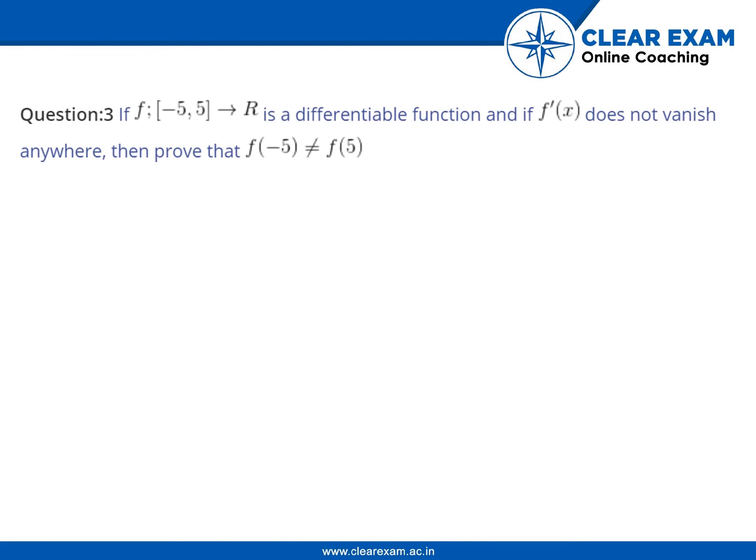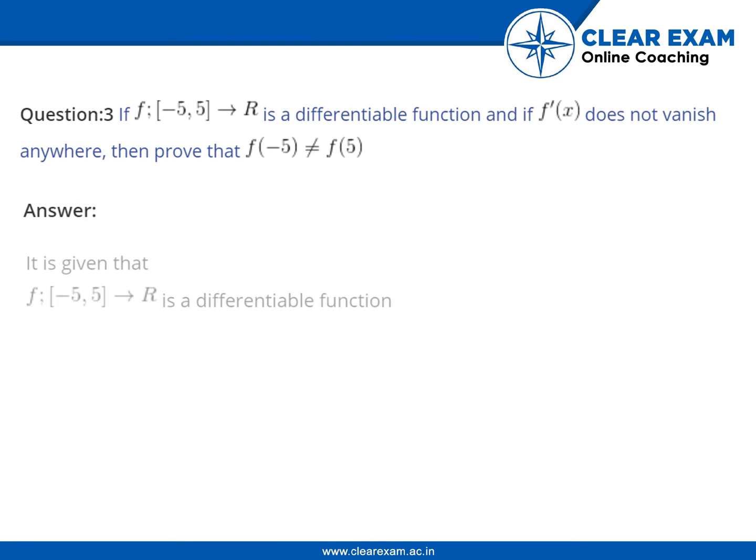Hi guys, let's understand question 3. If f, the range of which is the closed interval minus 5 to 5, is a differentiable function, and if f dash x does not vanish anywhere, then prove that f of minus 5 is not equal to f of 5.